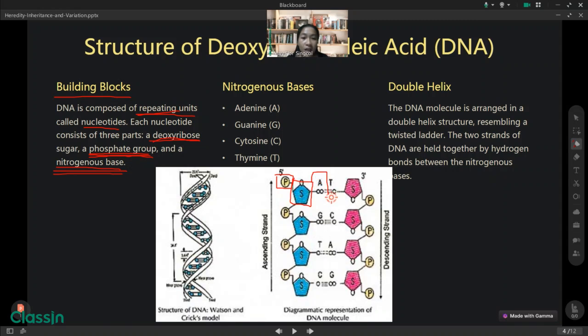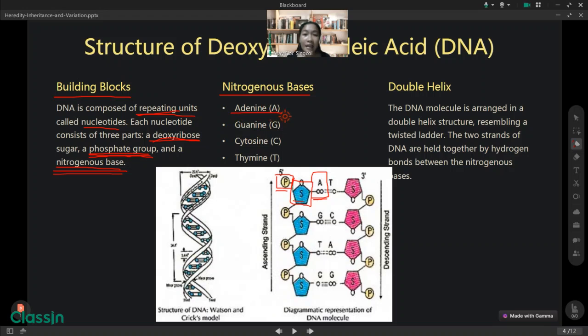Mao ni siya ang nitrogenous bases sa ato ang DNA. So, again, we have three building blocks or three parts of nucleotide. First is the sugar group or the deoxyribose group. Next is the phosphate group. And the third is the nitrogenous bases. So we have four different nitrogenous bases inside our DNA.